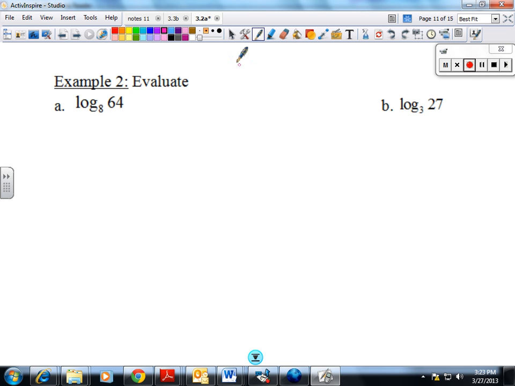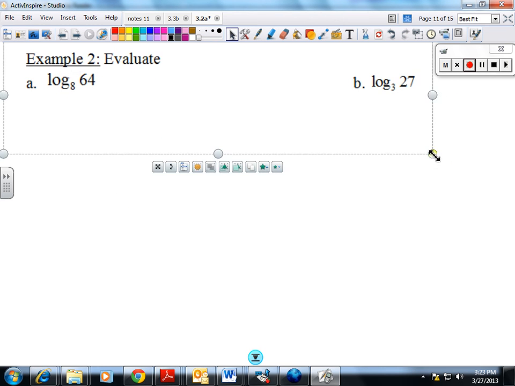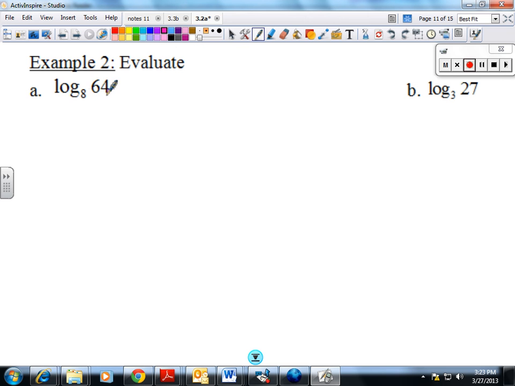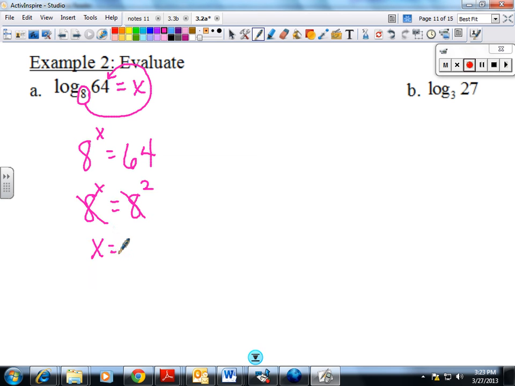Now this says evaluate. I don't know what this is equal to, so if I don't know, I say equals x. I can rewrite it without the logs. 8 to the x equals 64. Well, 64 is 8 squared. And then I kill my 8's. X equals 2.